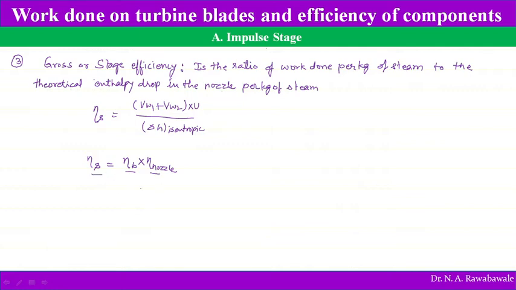Nozzle efficiency we have already defined in the topic of nozzles. So this is nothing but the actual enthalpy drop in the nozzle to the isentropic enthalpy drop during expansion in the nozzle.